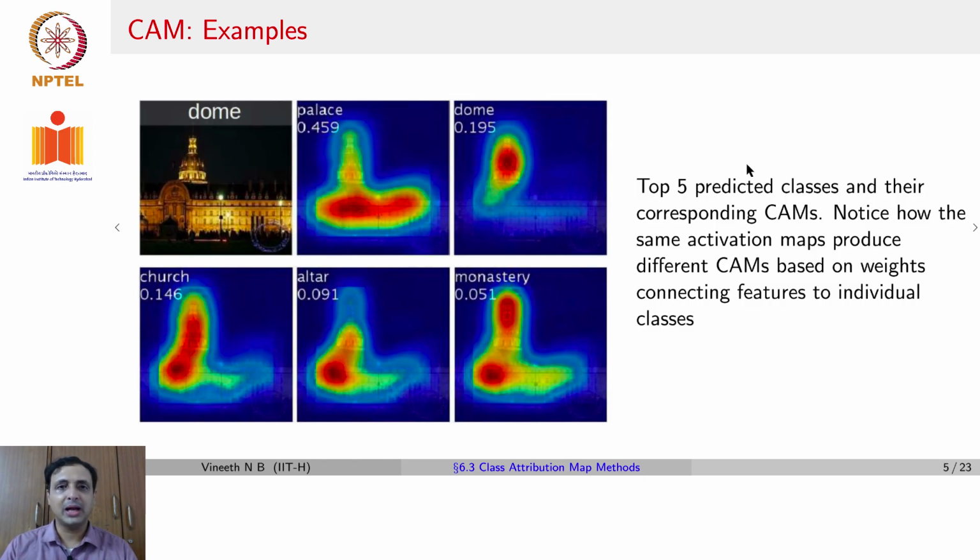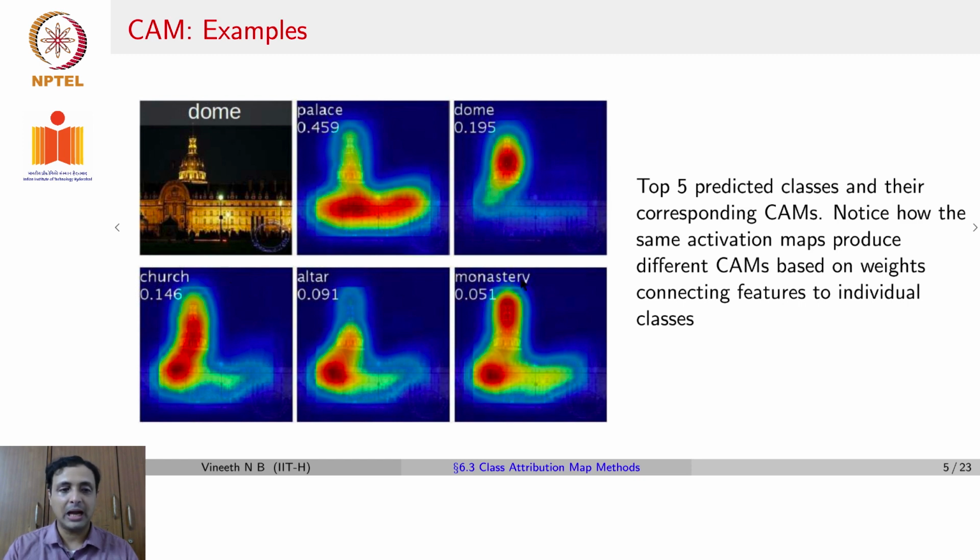So obviously you can ask the question, what if I changed the class? So let's see an example for that too. So here is an image, and here are the predicted saliency maps or class activation maps for the top 5 predicted classes based on this image. The top 5 predicted classes were palace, dome, church, altar and monastery.